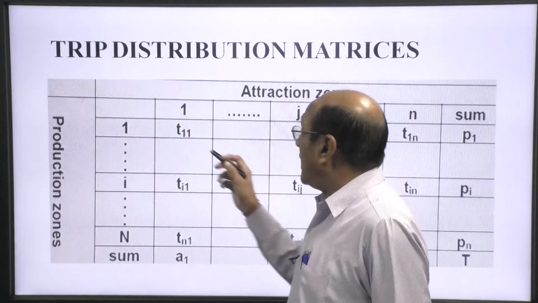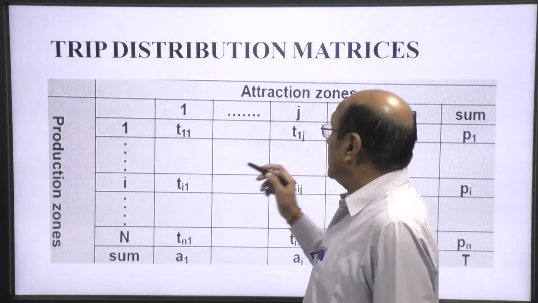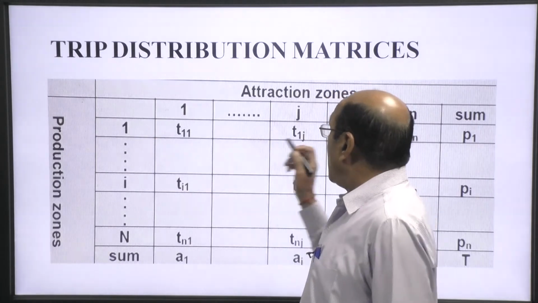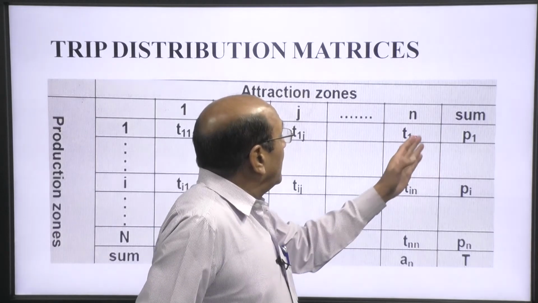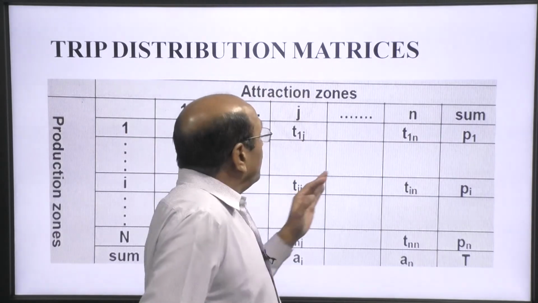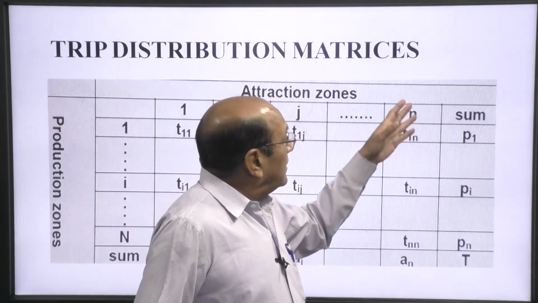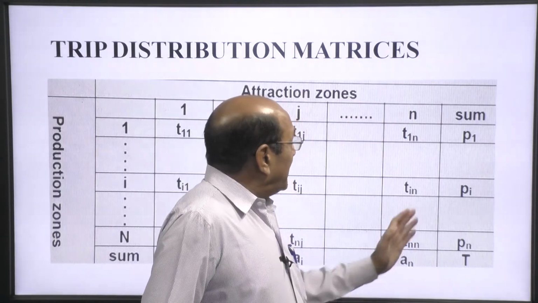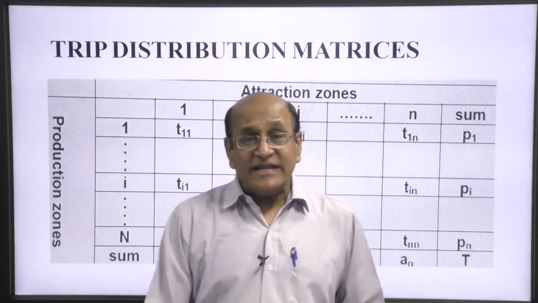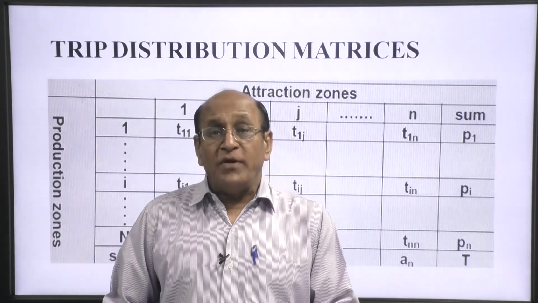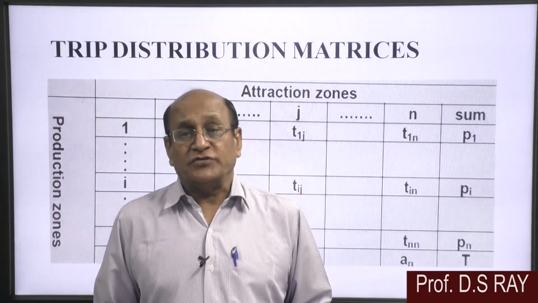In zone J, the total number of attractions is T1J, where 1 is the production zone and the trips are attracted in zone J. In this way the total number of trips produced in zone 1 will be equal to P1, and in this way the summation of all zones will be equal to T. In this way we can compute the matrices of trip distribution.